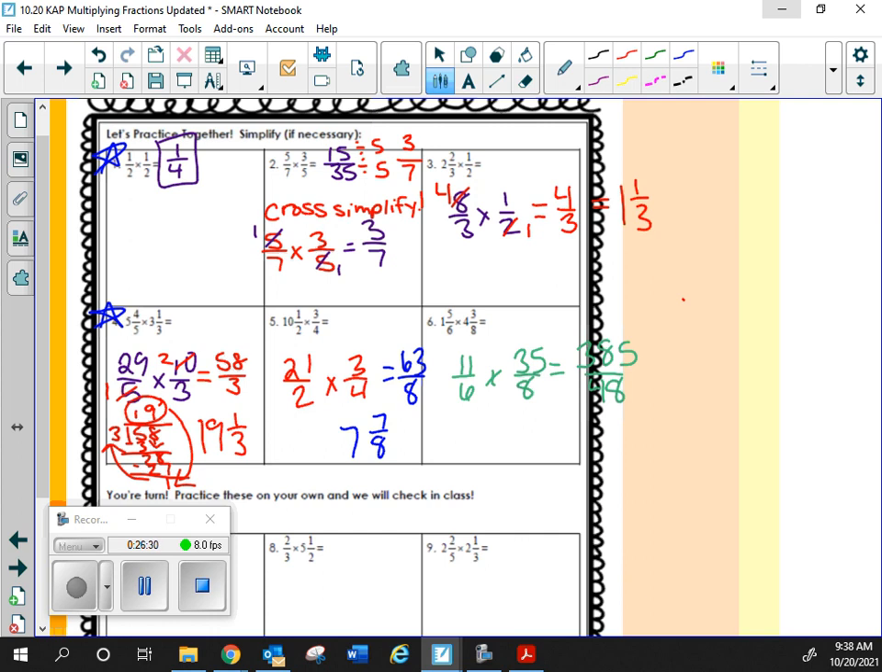Have I shown y'all my 11 here? Did I show y'all on the divisibility day? I won't do it again. I just love it. It's so cool.